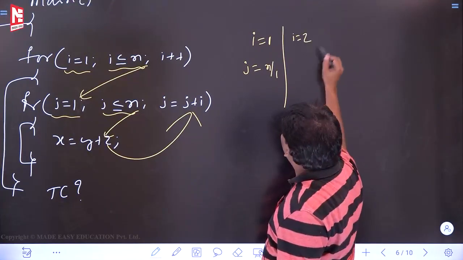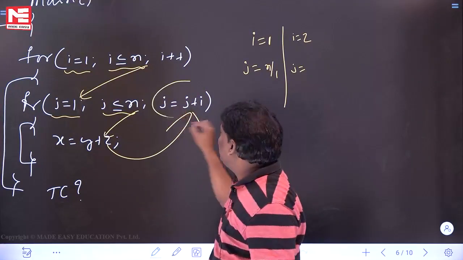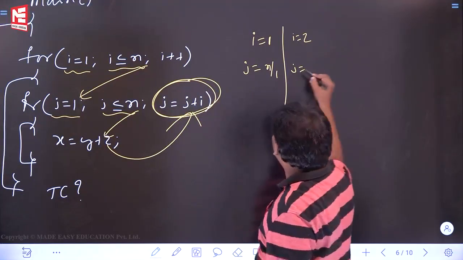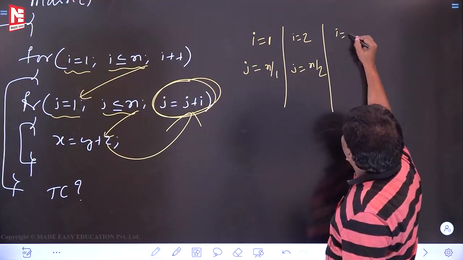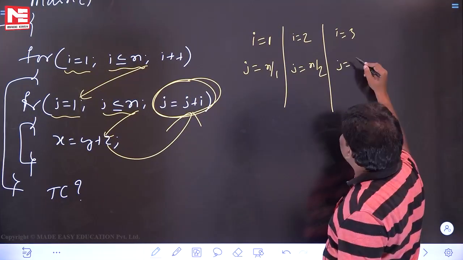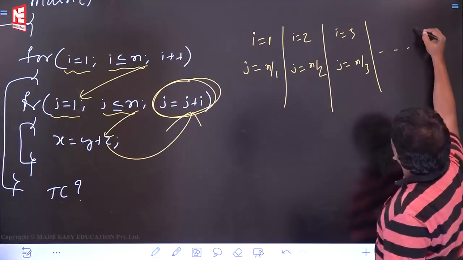i value 2, what is the j loop? Always incrementing by plus 2. If you do always plus 2, the j loop will go n by 2 time. Next one, i value 3. What about the j loop? The j loop is always plus 3, n by 3 time. Right, it will continue.